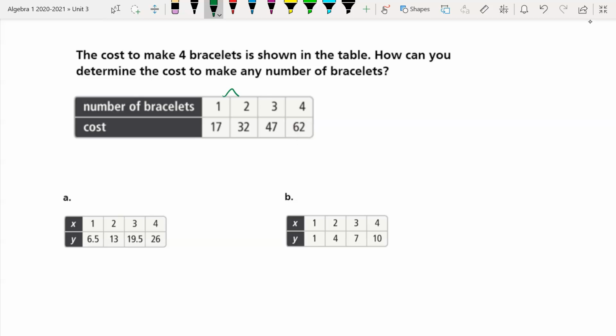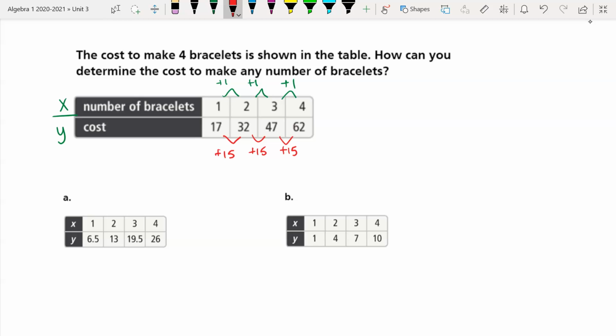So notice my x is usually on top, my y is on bottom. What are they doing every single time? Well, they're adding 1. So that's a constant change. That's nice. What are they doing on the bottom? Well, they're adding 15. So every time I go up 1 in x, I go up 15 in y.